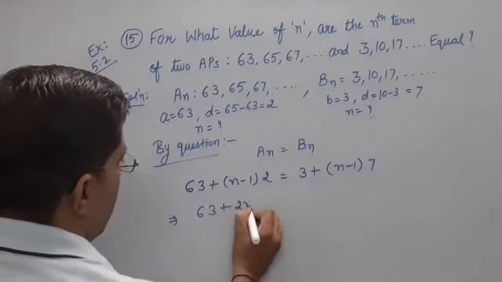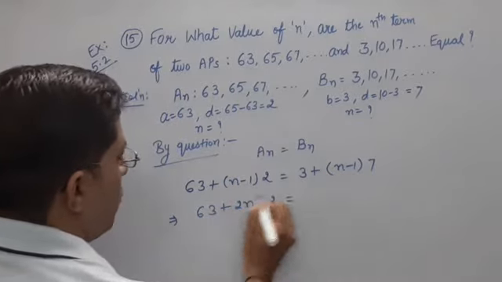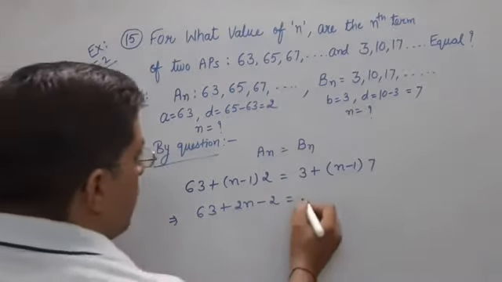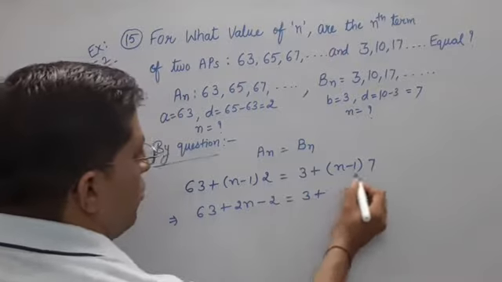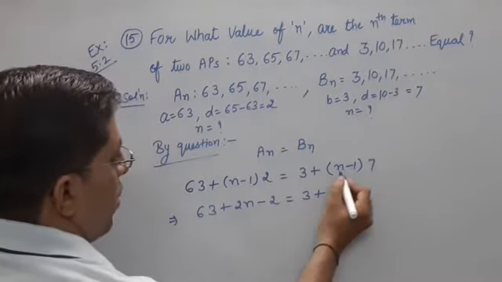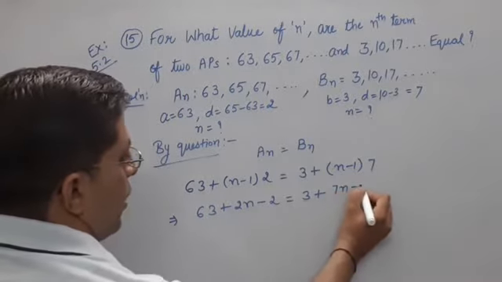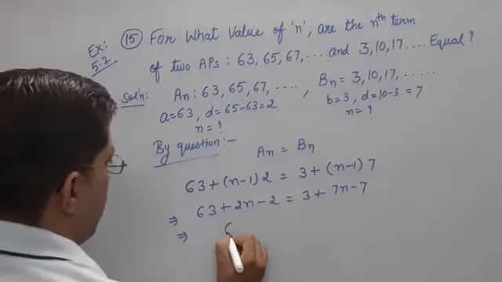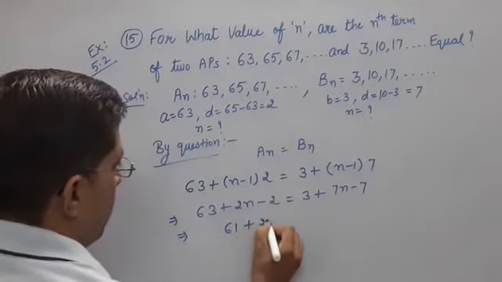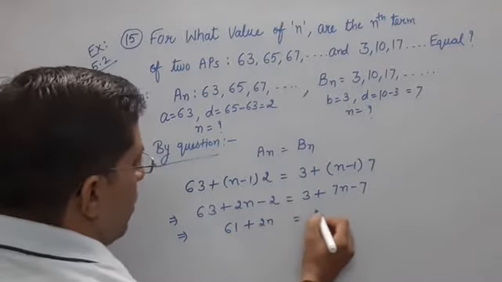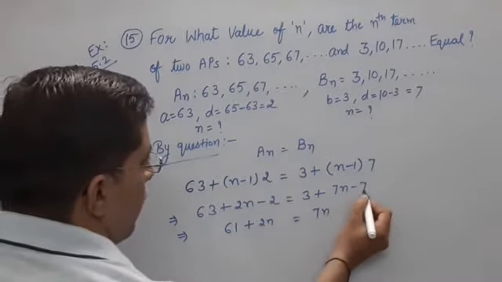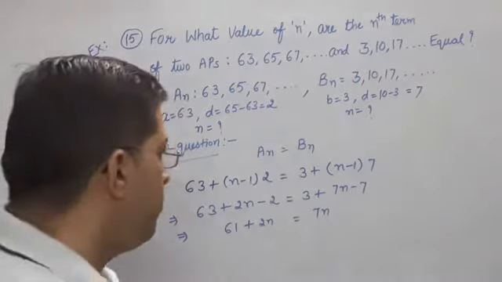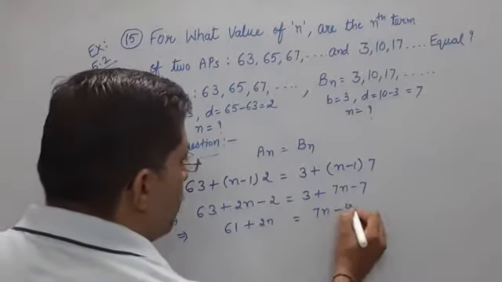Then what will come? 63 plus 2n minus 2. By distributive property again, here 3 plus 7n minus 7. What will come? 63 minus 2, 61 plus 2n. Here 7n minus 7 plus 3, this will become minus 4.